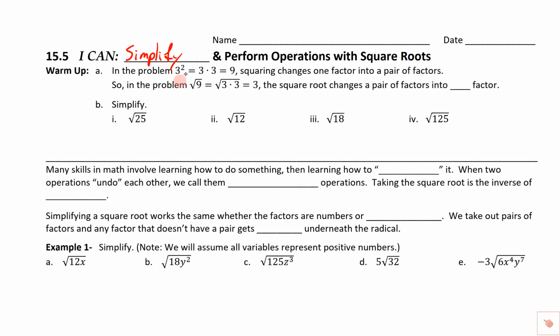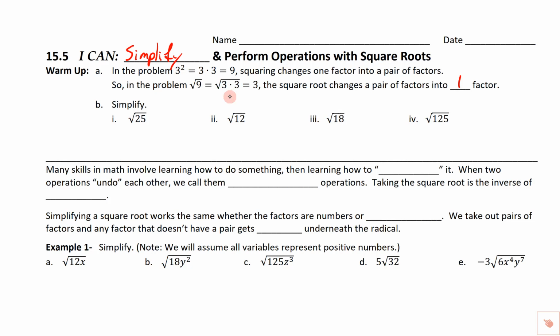So here's the warm-up. It says in the problem 3 to the second, 3 squared, that turns it into 3 times 3, and that equals 9. So we all know that. What squaring does is it changes one factor into a pair of factors. So if we take a look at the opposite type of problem, if we take the square root of 9, we could write 9 as 3 times 3, and we've got this pair of factors underneath, and it turns into 1 on the outside. So a square root changes a pair of factors into one factor. So they kind of do the opposite. Here when we're squaring, we take one of these 3's, turn it into 2. Here when we're taking the square root, we take 2 of these and we turn it into 1.